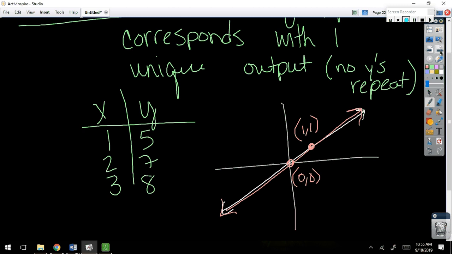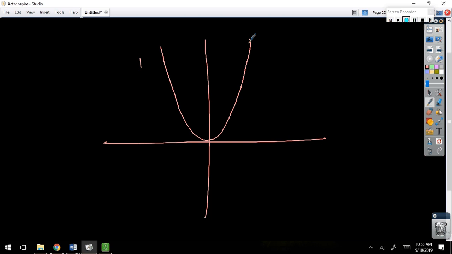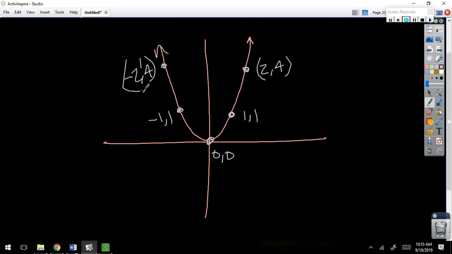How about that? Let's look at the parabola, and we'll come back to this one. So that was a one-to-one? Yes, that was a one-to-one. This one is a function, but it's not one-to-one, and I want you to see why. Let me give you some points on here. I know we haven't graphed these yet, but (1, 1), (-1, 1), (2, 4), (-2, 4). So is it a function, yes or no?